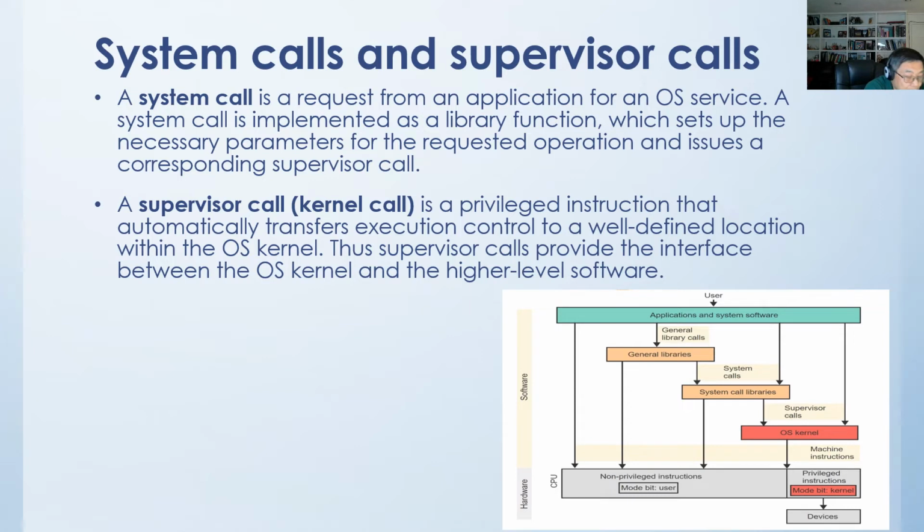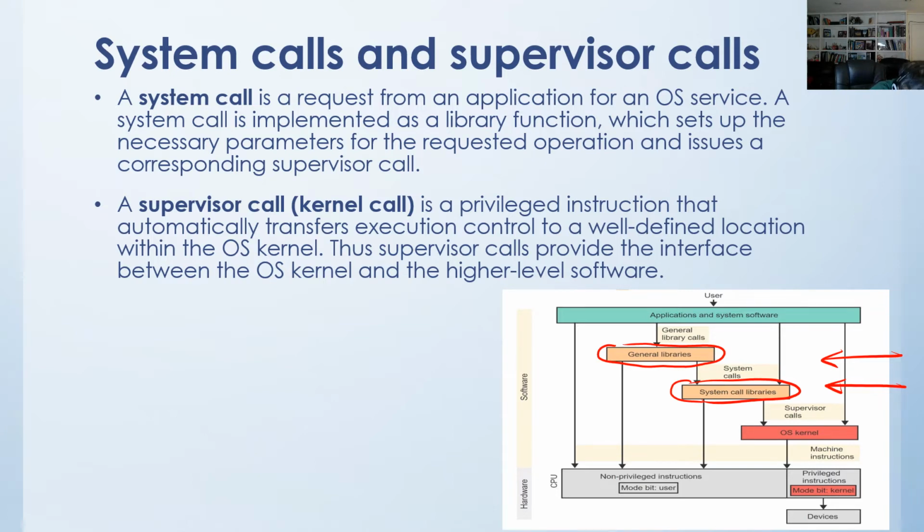Now, let's take a look at the diagram again. We actually showed this just a couple of slides before. So we know that the system calls and the general libraries are located at a certain level in the operating system hierarchical structure. Now, a system call is a request from an application for an OS service. A system call is implemented as a library function.